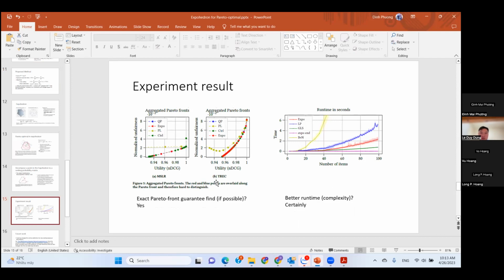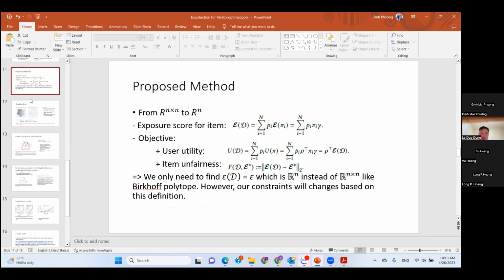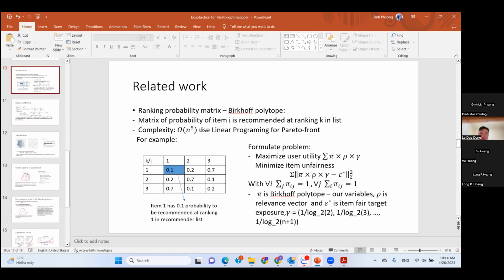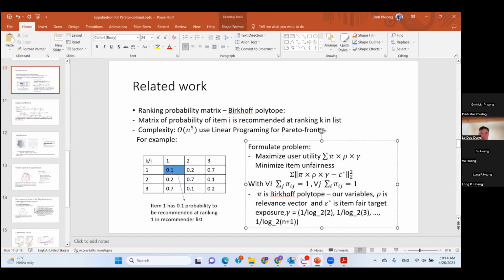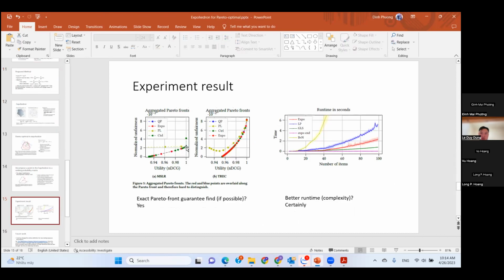In the two real-world data sets here, MSLR and TREC, with quadratic programming, as I said in the related work, they consider it the true Pareto front. You can see that the proposed method with Expohedron generates a quite exact Pareto front compared with quadratic programming here, but the time complexity is very small compared to this.